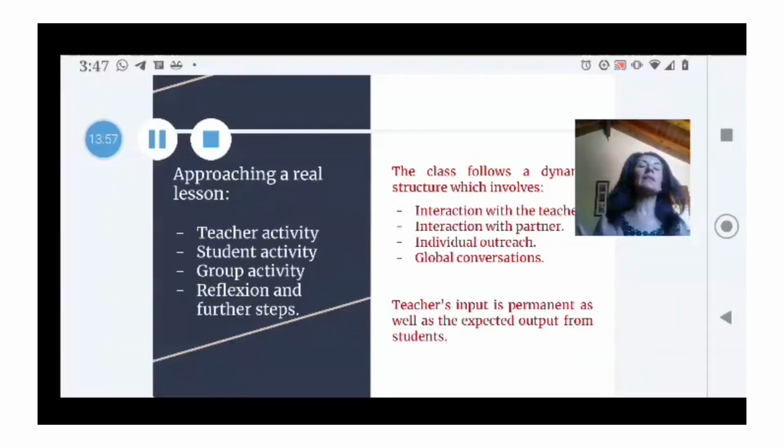So, making a summary, we will say teacher activity, student activity, group activity, reflection, and further steps. Reflection is not an act of contrition where you have to confess all your sins. No. Reflection is analyzing what you have done, what you have to do better, what you didn't do, etc. And with reflection, you can plan further steps. You can improve.